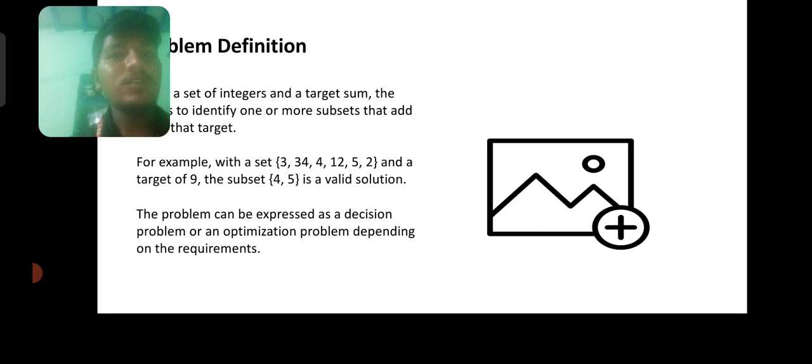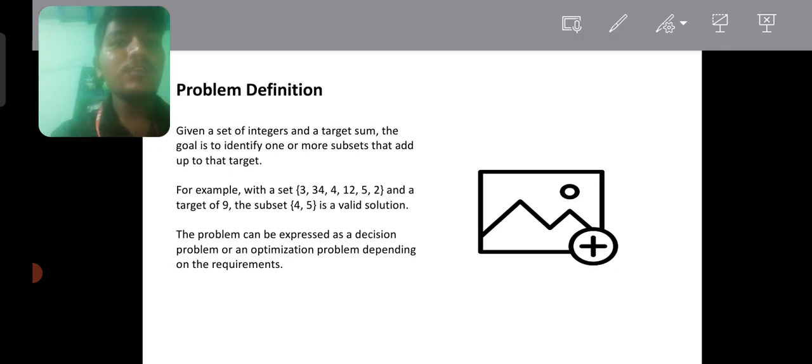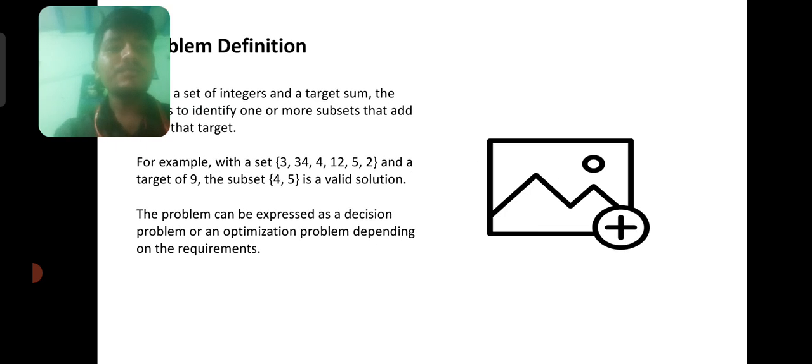Problem definition. Given a set of integers and a target sum, the goal is to identify one or more subsets that add up to that target. For example, given the set 3, 34, 4, 12, 5, 2 and a target of 9, the subset 4, 5 is a valid solution. The problem can be expressed as a decision problem or an optimization problem depending on requirements.